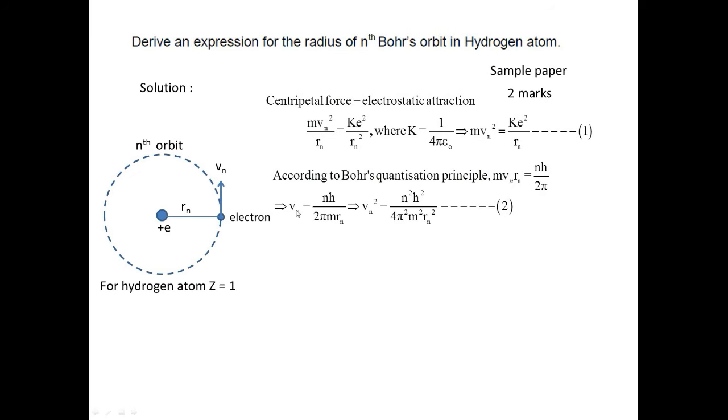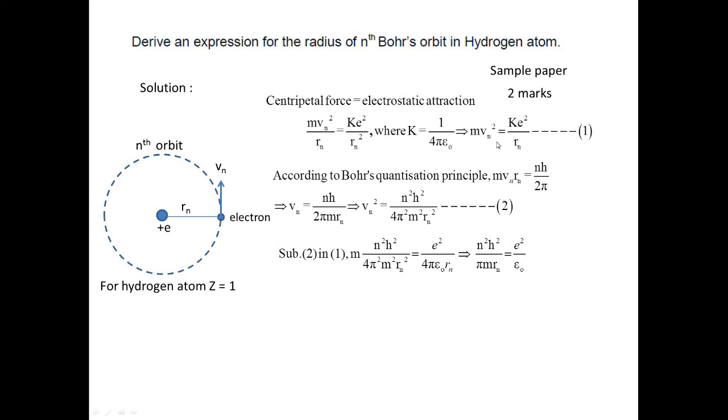Okay, from this you get v_n. So take v_n, and m and r_n will go to the other side: v_n equals n h by 2 pi m r_n. Squaring, v_n squared is n squared h squared by 4 pi squared m squared r_n squared. This is equation 2. Here we got v_n squared.